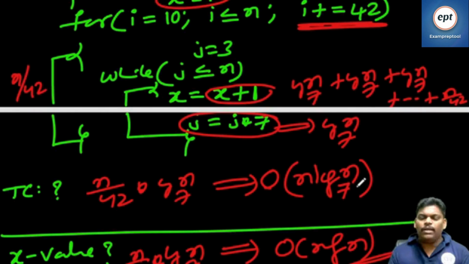Please learn properly. Let's see, a program question does not always mean time complexity. Sometimes he will ask the x value, sometimes he will ask time complexity, so that you will get to know the difference between time complexity and x value.